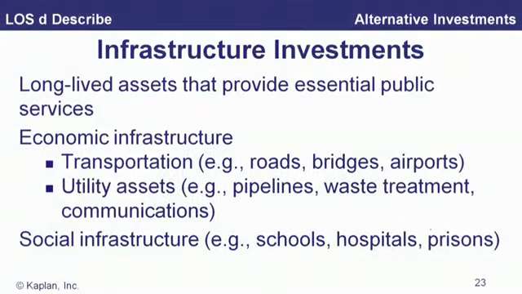There's also a category under alternative investments of investments in infrastructure, and I think we can define that as long-lived assets that provide essential public services, but looking at the examples is probably even more helpful. Roads, bridges, airports, pipelines, waste treatment plants, communication infrastructure, fiber optic cables, all those underground tunnels, all that sort of stuff. And then social infrastructure, at least we could call it that, such as schools, hospitals, and prisons.